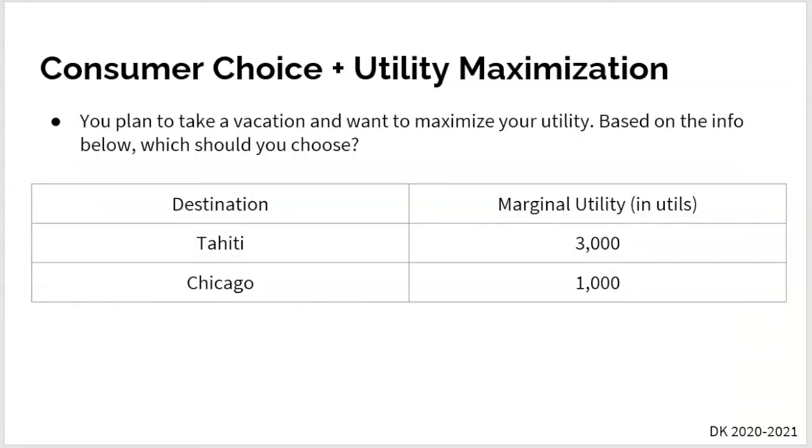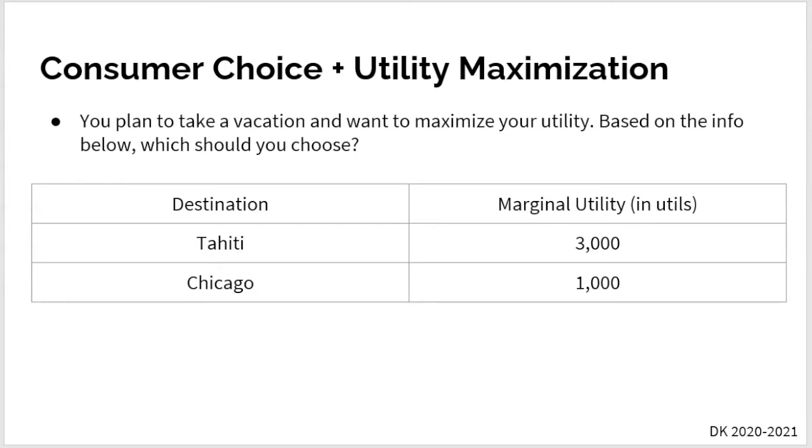And so everything that we've been looking at so far has been looking at just one good. What is the marginal benefit from consuming one good? What is the marginal cost from consuming one good? And so here, if we want to compare 2 goods together, we can do that. So here, let's say you want to maximize utility. Which vacation should you choose, Tahiti or Chicago?